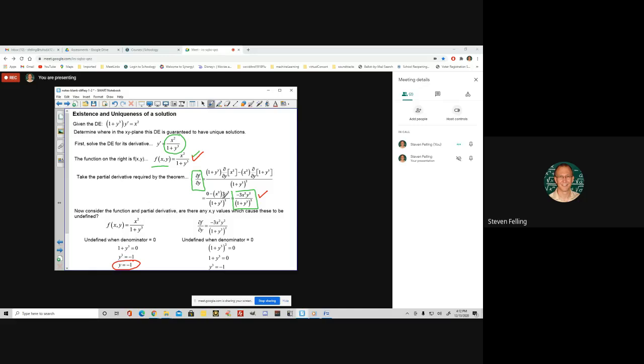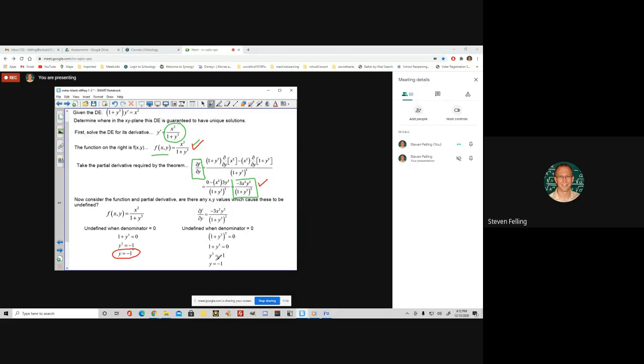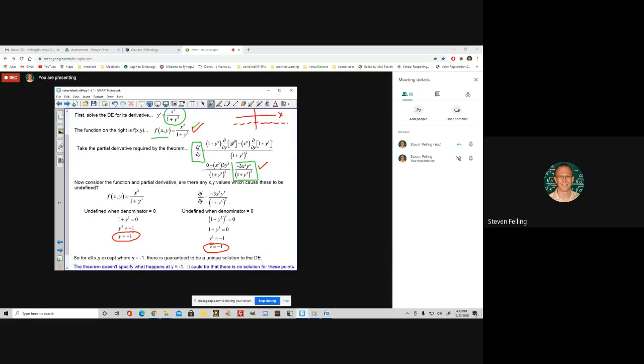Okay, and then if we look at the df/dy, we have the same structure except squared. So that would again go to 0 whenever we have y equaling -1. So it turns out that that's the only spot of the xy plane. You're going to have a unique solution everywhere except any place where y is -1. So there's this one place here where we're not going to have a guaranteed unique solution. But for any other point in the xy domain, this differential equation is guaranteed to have a unique solution.